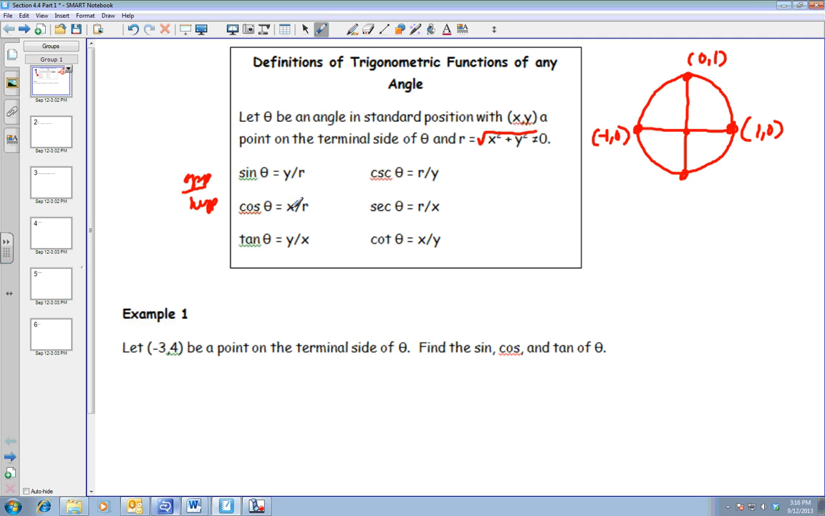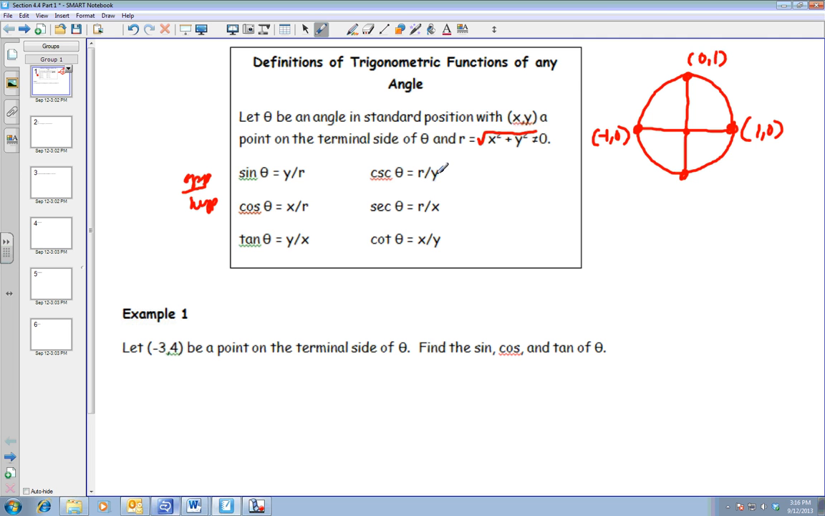Cosine we know is our x value, or another way to say it would be x over r. And then tangent hasn't changed anything. We know it's y over x. And then we have our reciprocals over here. Sine goes with cosecant, cosine goes with secant, tangent goes with cotangent.